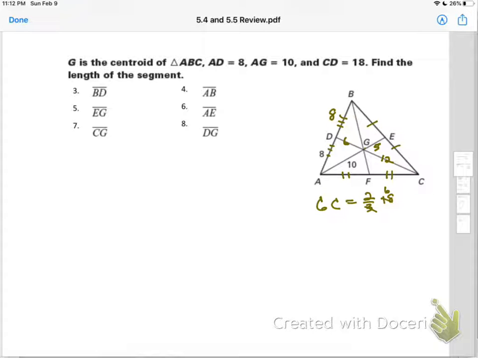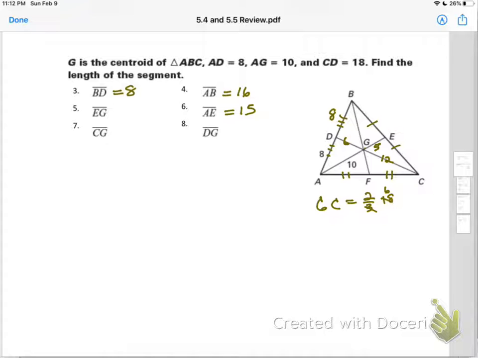BD is going to be 8 because I've already labeled it. AB is the whole side of the triangle, so it's 8 plus 8 or 16. EG, so EG equals BE. So do we know anything there? So let me see. No, so I'm going to get back to that in a second. So AE is the whole piece, is the whole median. So it's 5 plus 10, which is 15.